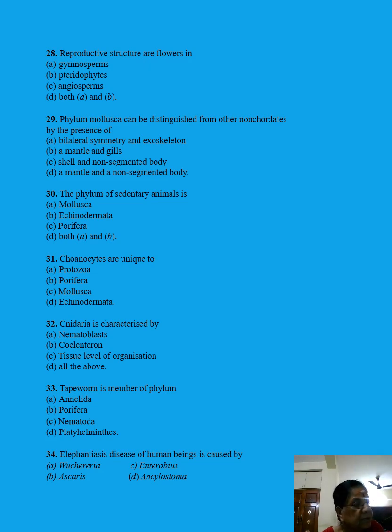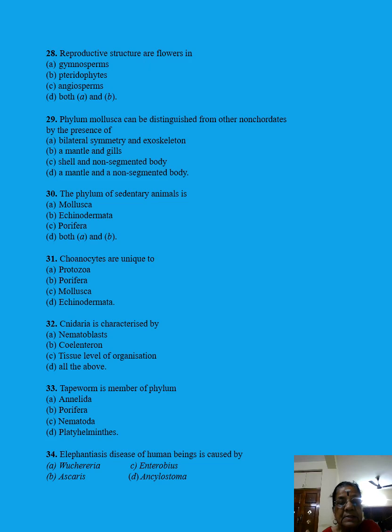Next, reproductive structure of flower in angiosperm. Phylum Mollusca can be distinguished from other non-chordates by the presence of mantle and non-segmented body. Then phylum of sedentary animal, it is phylum Porifera. Then choanocytes are unique to Porifera. நம்ம bookல இல்லை ஆனா புரிஞ்சுக்கோ.